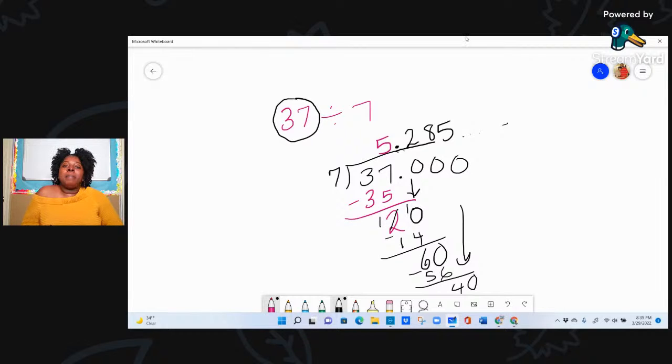Now, if they said round to the nearest hundredths place, the 8 is in the hundredths place. So I look to this 5 and it tells me that this 8 needs to go up. If it's 5 or higher, we round up. So it's going to be 5.29.